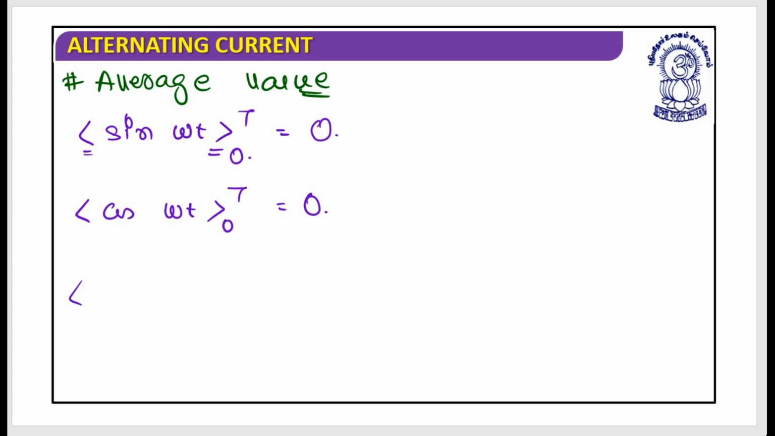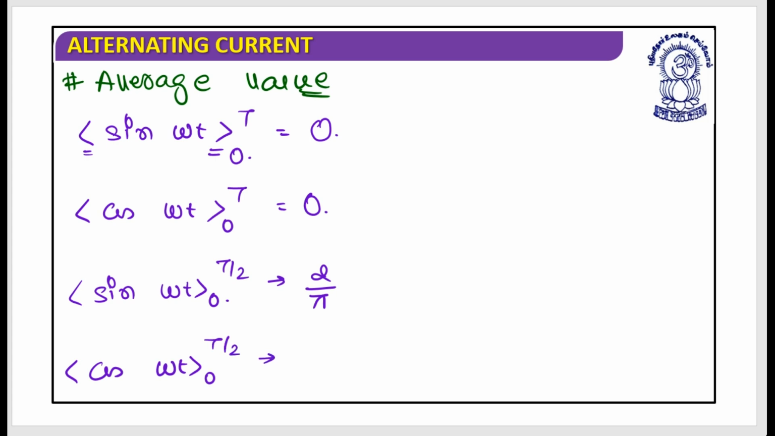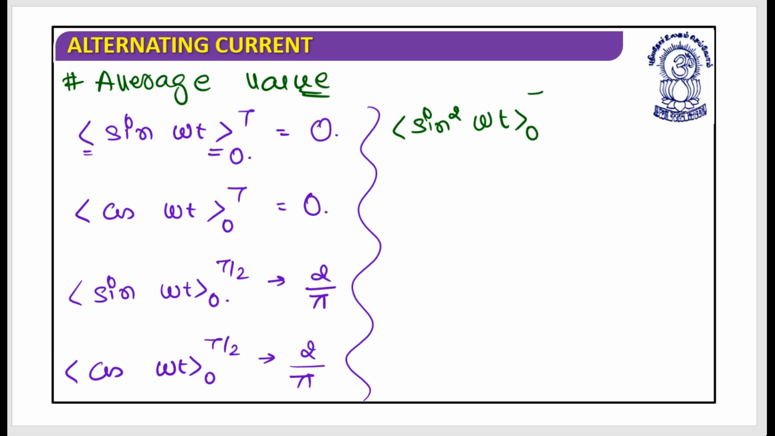If I take the average value of sine omega t from 0 to t by 2, it's 2 by pi. Remember, if I is equal to I naught sine omega t, taking the average value, it comes out to be 2 I naught by pi. So this is 0 to t by 2, 2 by pi. Cos omega t from 0 to t by 2 will again be 2 by pi. I hope this is clear. Is it clear? Are you sure?